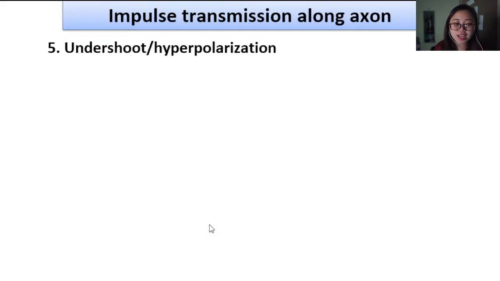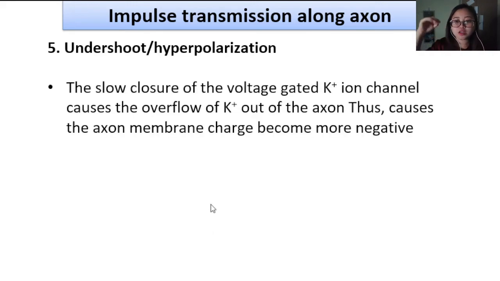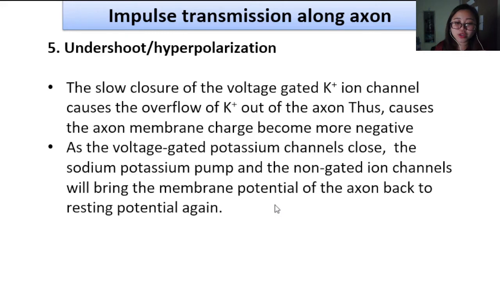The fifth stage after that is undershoot and hyperpolarization. Ini dia macam terlebih, dia terturun sekejap, terkurang daripada negative 70. This is because of the slow closure of the voltage-gated potassium ion channels that causes the overflow of potassium ions out of the axon. Sepatutnya bila cukup sudah negative 70, dia tutupkan. Tapi disebabkan voltage-gated ion channel ni lambat sedikit mau respond, lebih banyak potassium ion akan terkeluar daripada axon. So, we become a little bit too negative. So, it causes the axon membrane charge to become more negative.